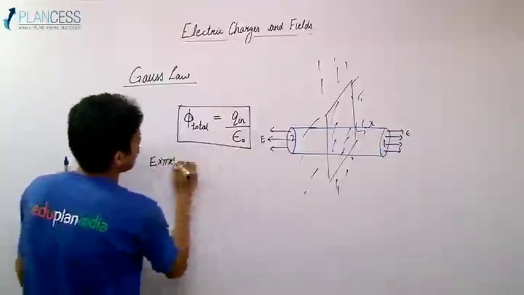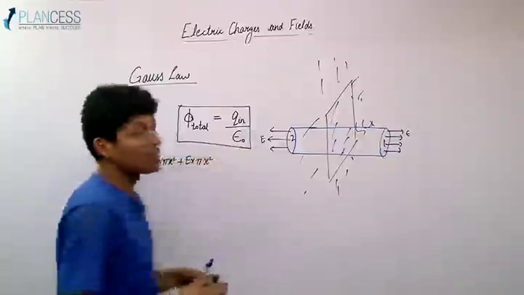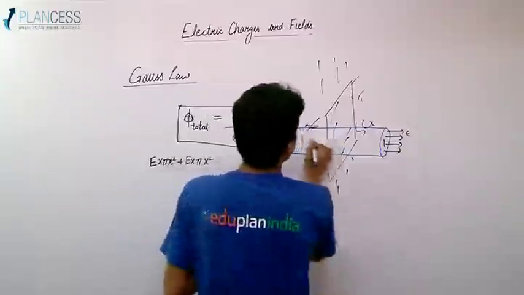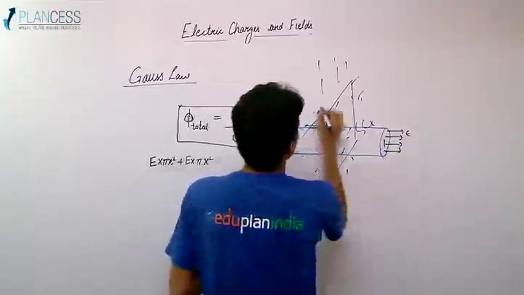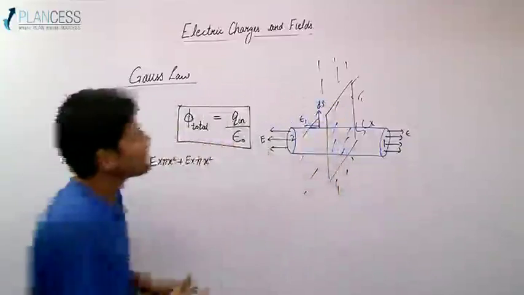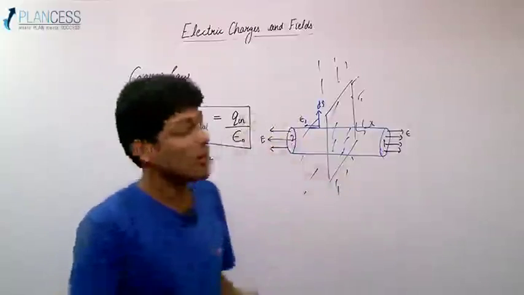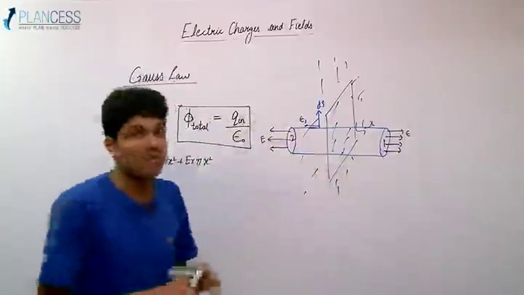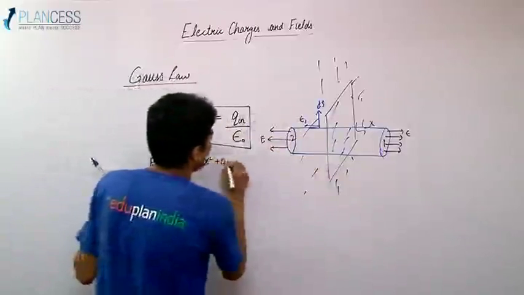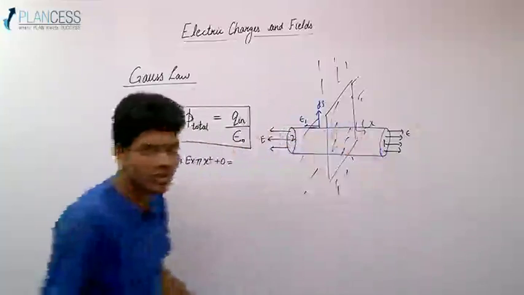For surface 2, I can write down flux as E into pi x square. And for surface 3, that is the lateral surface, the electric flux is E1 here, and for the lateral surface ds is here. But the directions of E1 and ds are perpendicular to each other, so the flux through the lateral surface is actually 0. So this plus 0 is equal to the charge that lies inside this Gaussian surface.